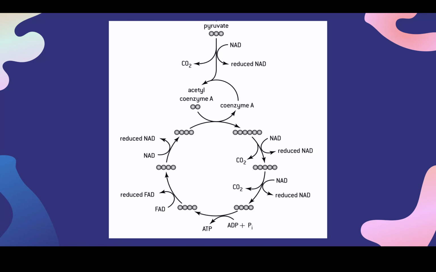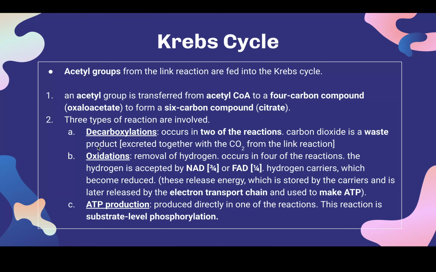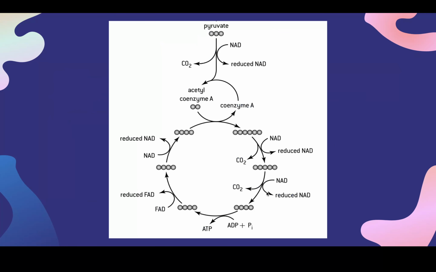So this is where the number of reactions comes in. There's 1 NAD here, 1 NAD here, and 1 NAD here. That's 3 reductions, or 3 oxidations, depending on how you look at it. It's 3 reductions of NAD, and then there's 1 reduction of FAD. There's 1 ATP production, and then what else? Decarboxylations here and there.